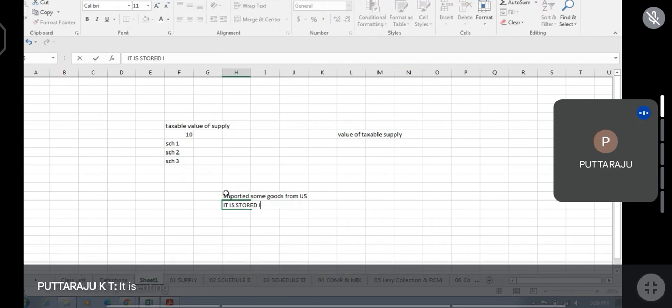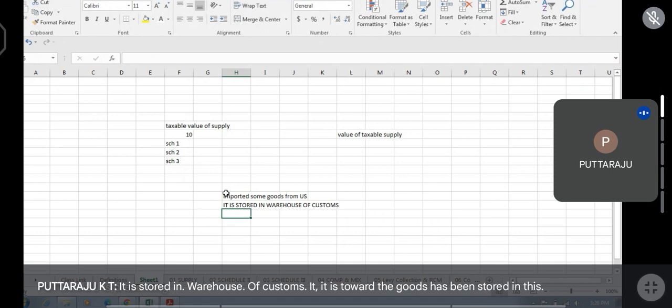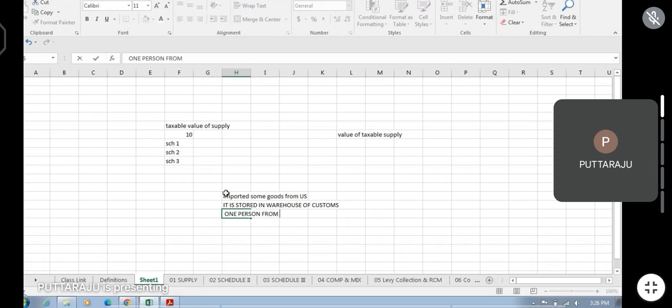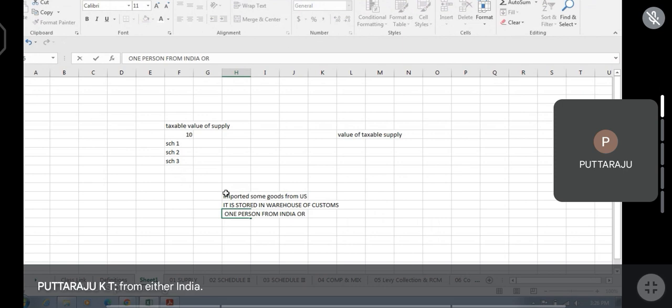It is stored in the warehouse of customs. The goods have been stored in the customs warehouse. One person, either from India or outside India, wants to buy the same goods.